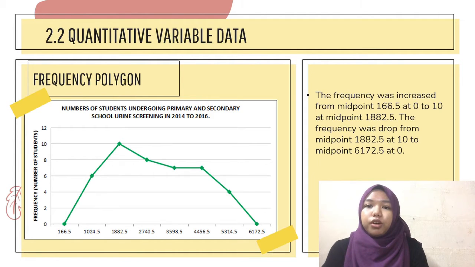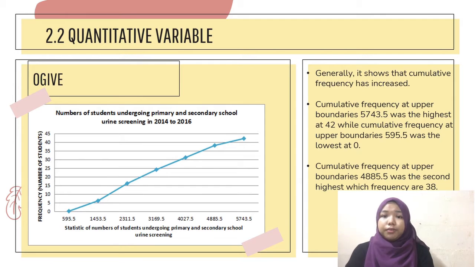Frequency polygon. The frequency increased from 0 at the first midpoint to 10 at midpoint 1882.5. The frequency dropped from 10 at midpoint 1882.5 to 0 at midpoint 6172.5. For the ogive graph, cumulative frequency at upper boundary 5743.5 was the highest at 42, while cumulative frequency at upper boundary 595.5 was the lowest at 0. Cumulative frequency at upper boundary 4885.5 was the second highest.